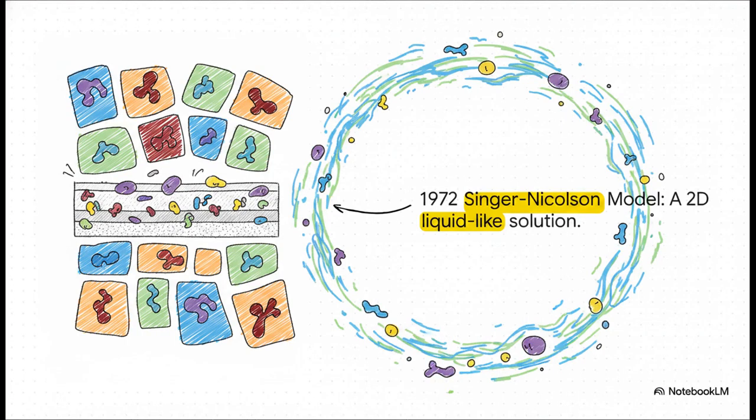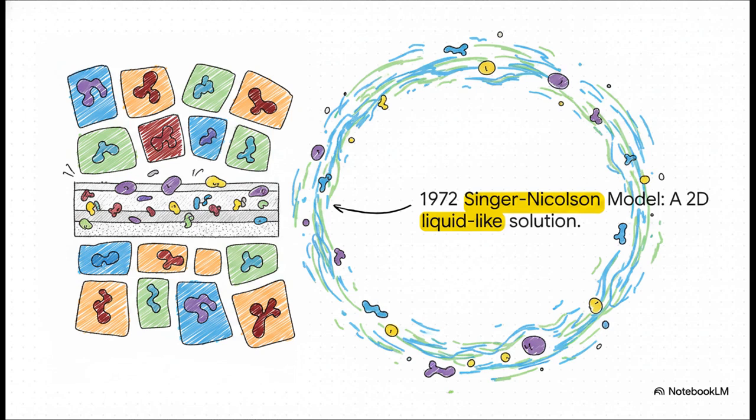To really grasp how this boundary functions, we have to look back to the foundational blueprint proposed in 1972. S.J. Singer and Garth L. Nicholson brilliantly described the membrane as a fluid, dynamic mosaic of alternating globular proteins and lipids. And this was completely revolutionary at the time.